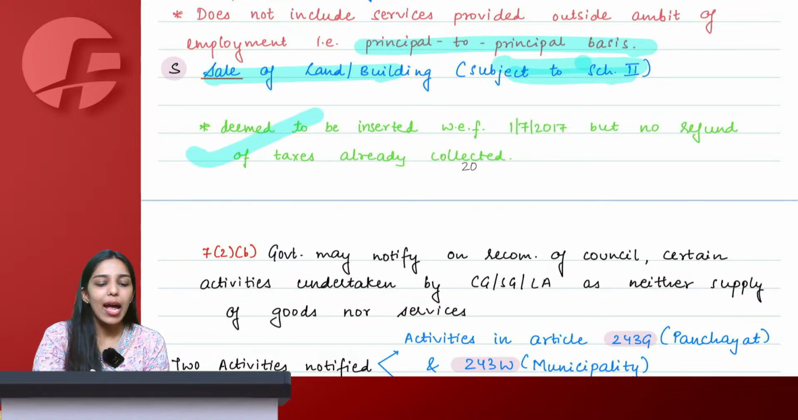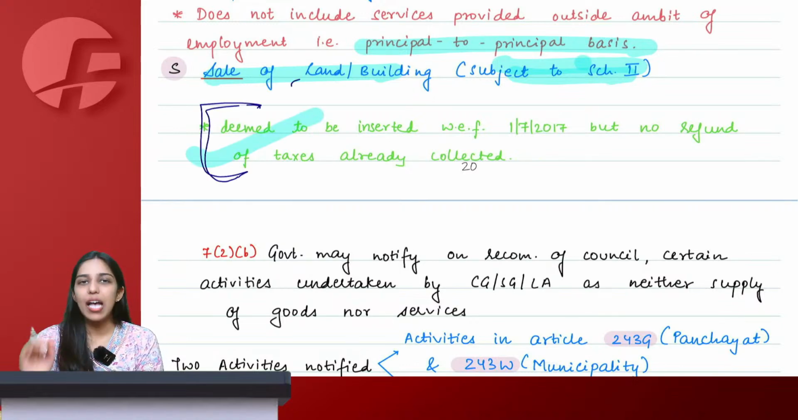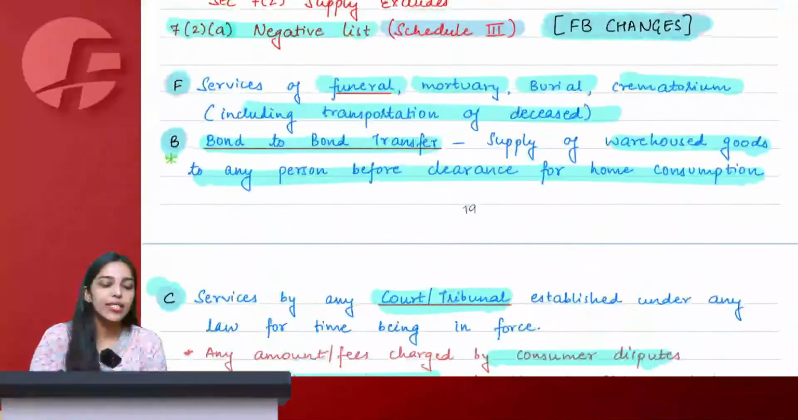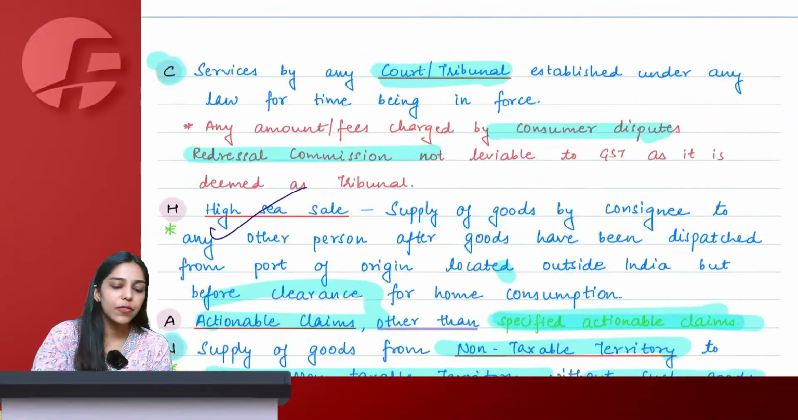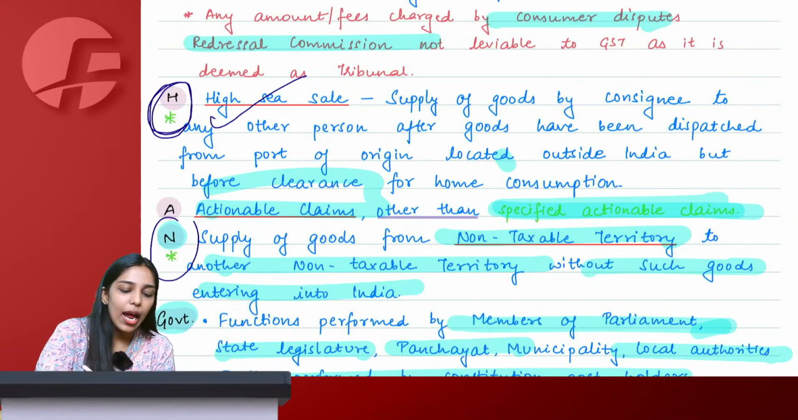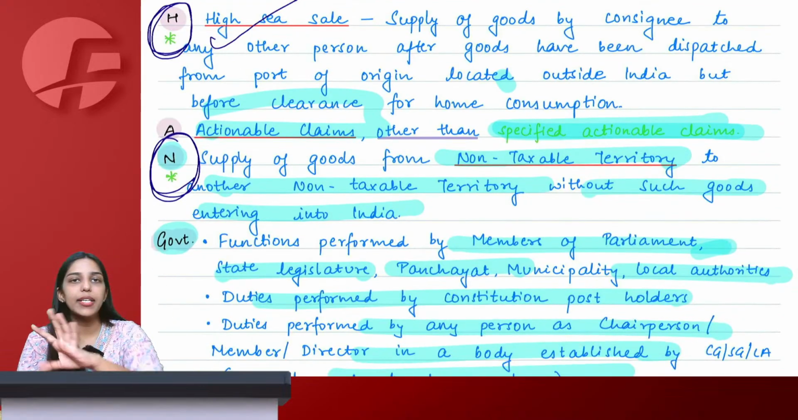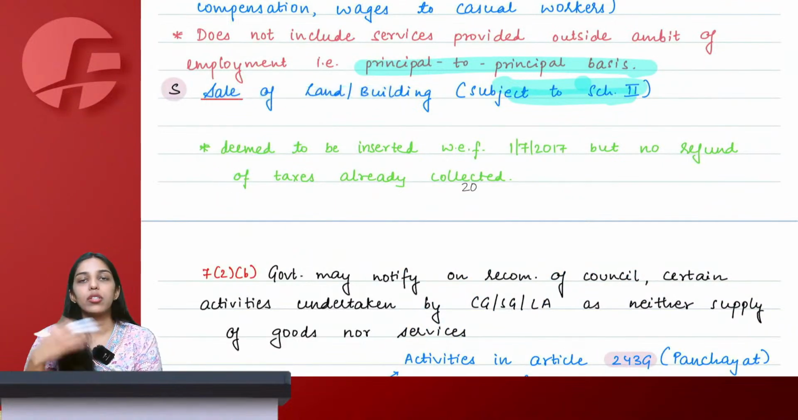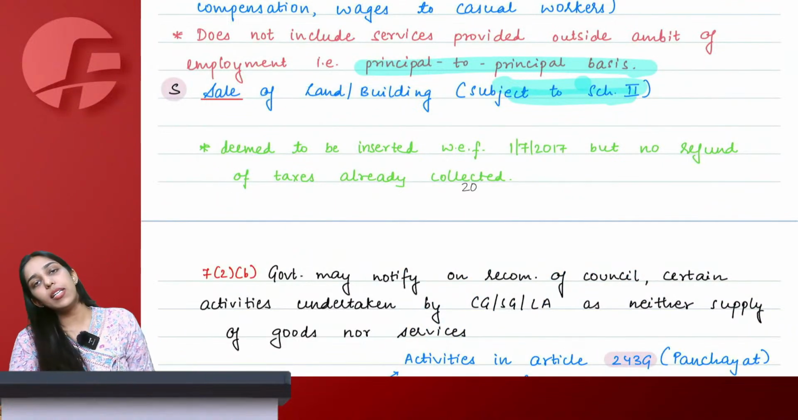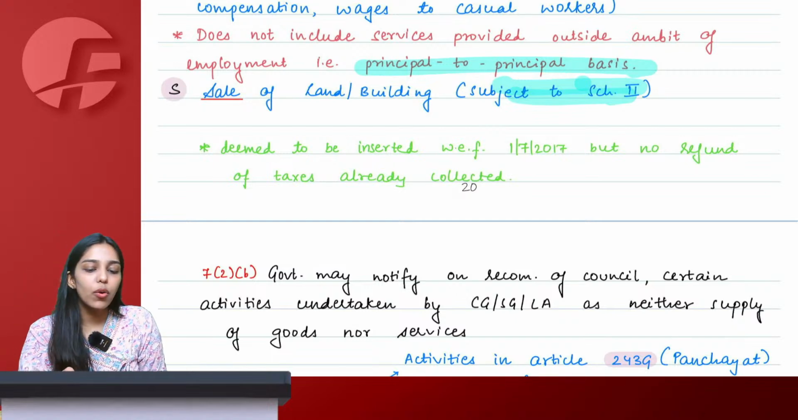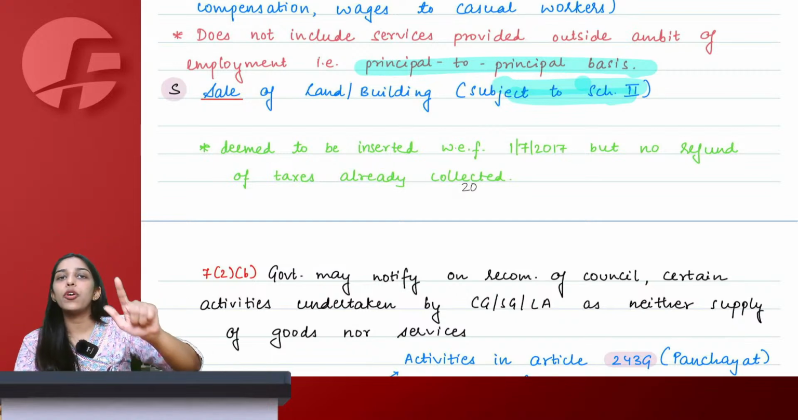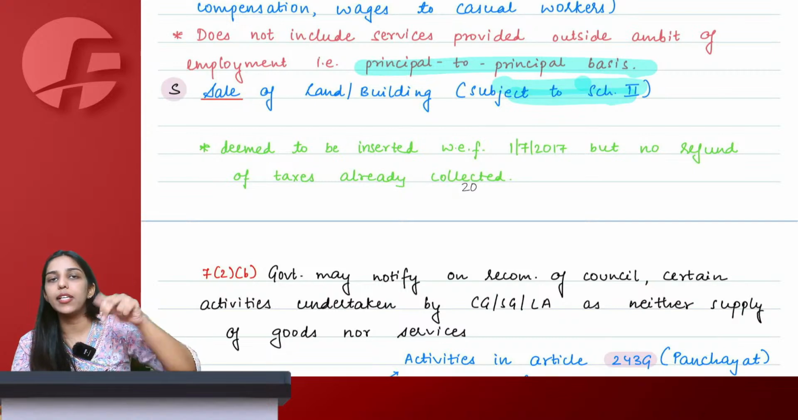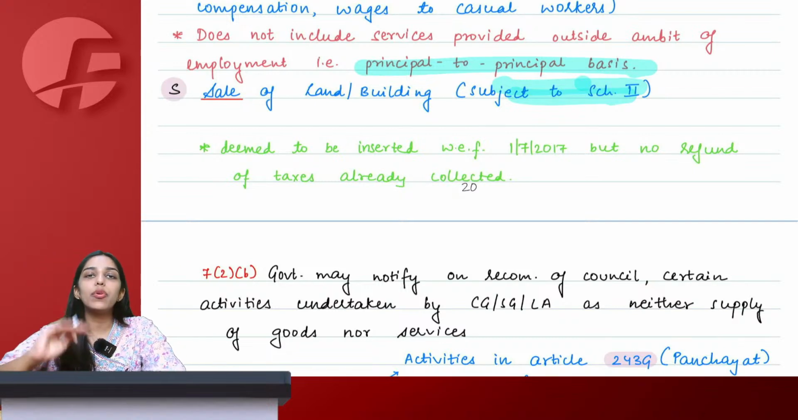This amendment as such is not relevant for your examination, just they have said that these three things, bond to bond transfer, high sea sale and entity to entity, non-taxable territory to another non-taxable territory, were inserted later on. So earlier in 2017 when GST was implemented, negative list was not including high sea sale, bond to bond transfer and one non-taxable territory to another non-taxable territory. These were included later on.